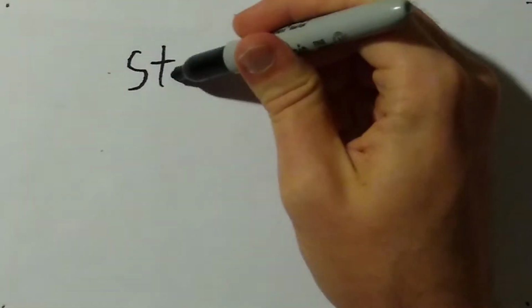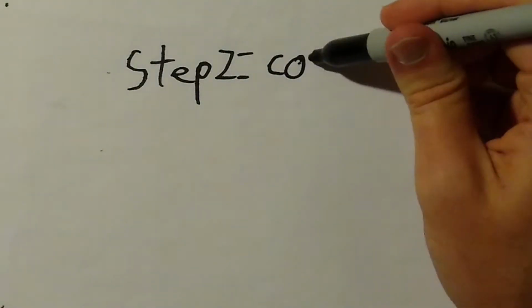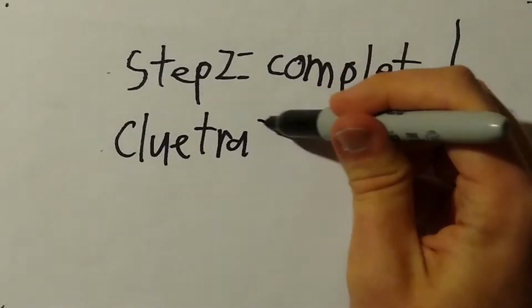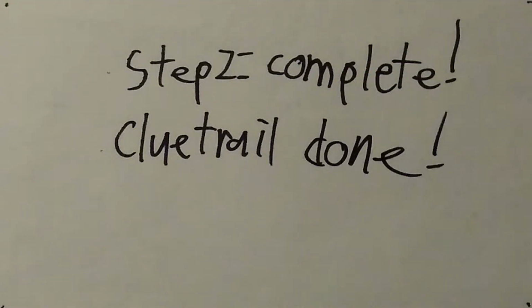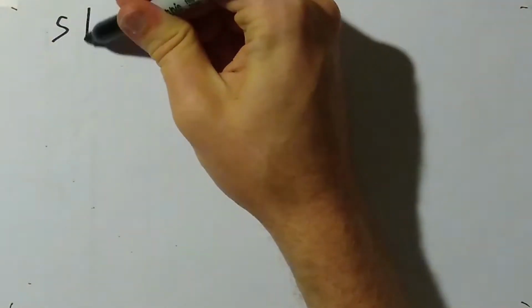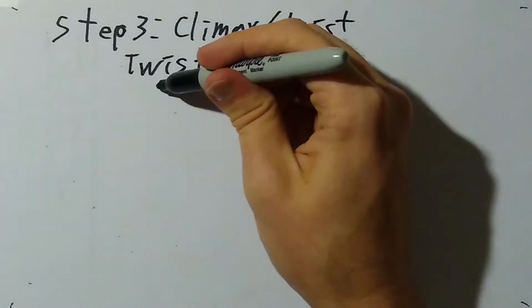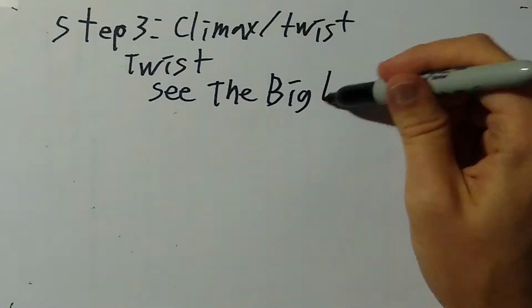And congratulations! You now have a clue trail for the players to follow. The hard part is done. Now we just need to add some fun details to our manhunt adventure. The first of these fun details is some sort of climax or twist. You can check out the big list we're working from for ideas for twists.